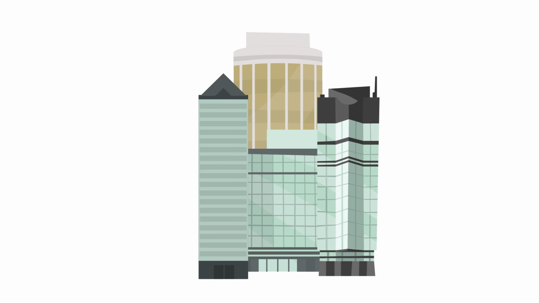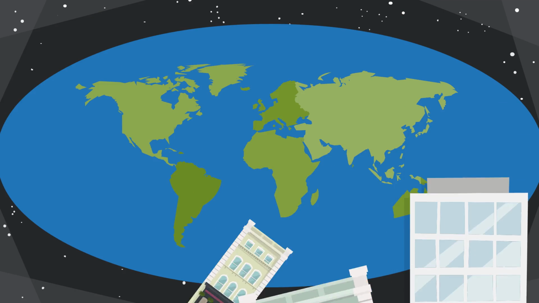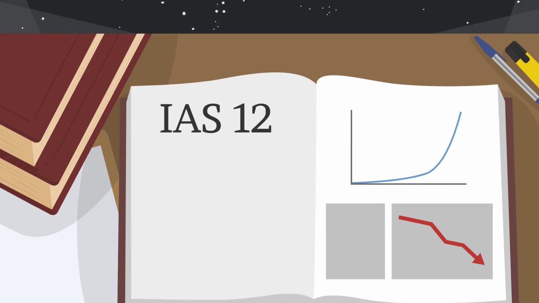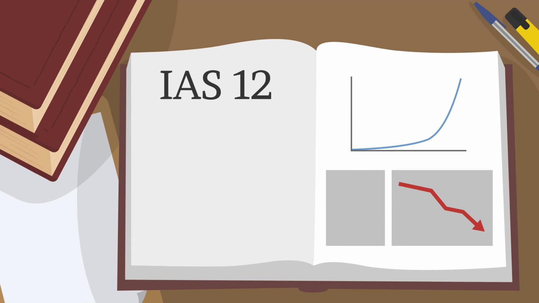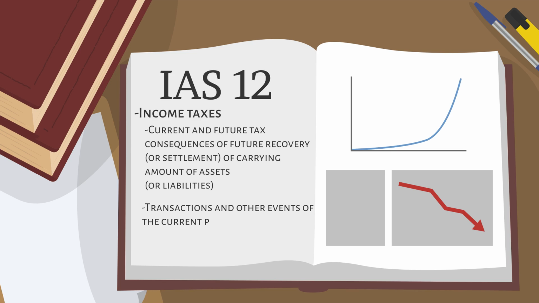Remember that IAS 12 applies to all entities in the accounting for income taxes. This includes domestic and foreign taxes that are based on taxable profits. The objective of IAS 12 is to prescribe the accounting treatment for income taxes, for which the principal issue is how to account for the current and future tax consequences of future recovery or settlement of the carrying amount of assets or liabilities that are recognized in an entity's statement of financial position, and transactions and other events of the current period that are recognized in an entity's financial statements.